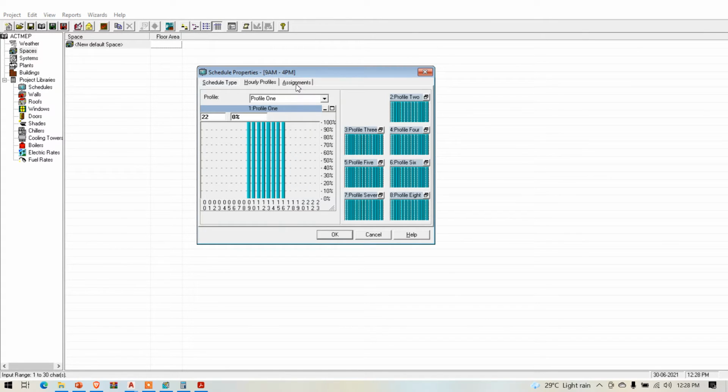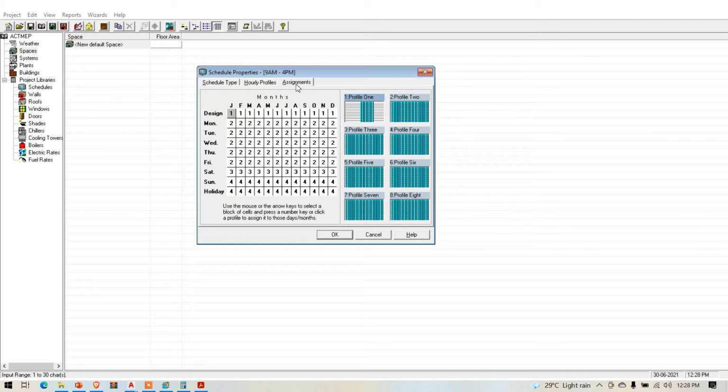And here we have one more called assignments. So what do assignments mean? See this profile 1, how many days per week we are using it. For example, this 9 to 5, we are only using Monday to Saturday. So Monday to Saturday only the classes will be there. Sunday will be a holiday, so Sunday there is no need to consider over here.